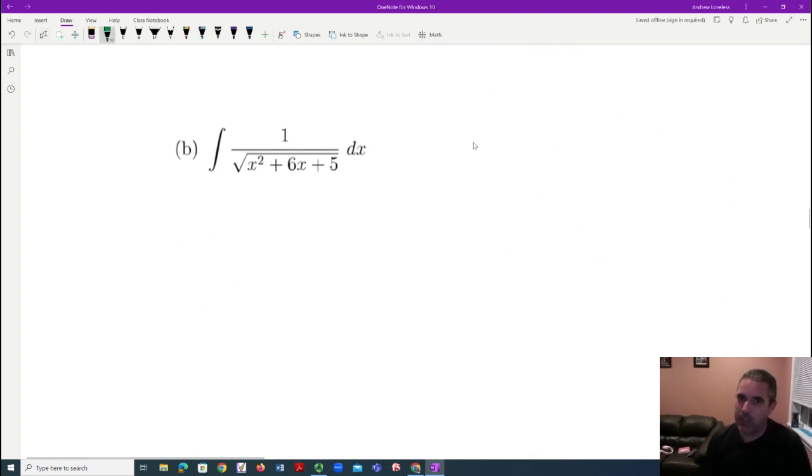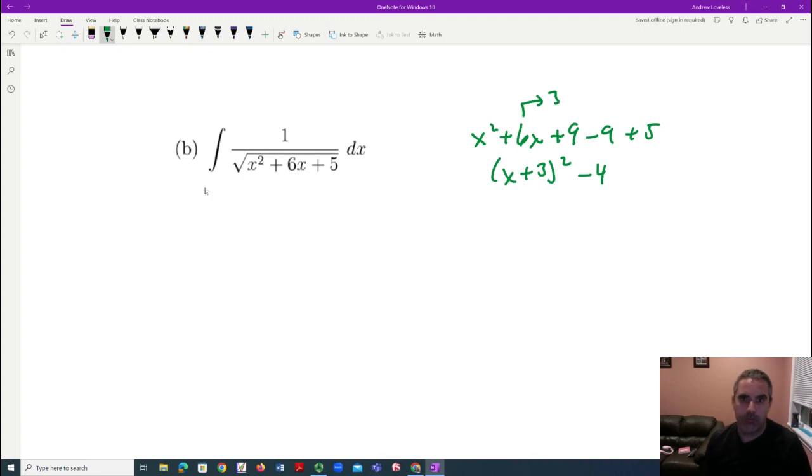Looks like a trig sub, but I need to complete the square. So we're going to do half the middle. Half the middle is 3. 3 squared is 9. So if we've prepared, we kind of know we're looking for this. Minus 4. Perfect. Now we're ready to go. And honestly, if I was doing this myself, I wouldn't even rewrite it. I would just say, okay, now I'm ready.